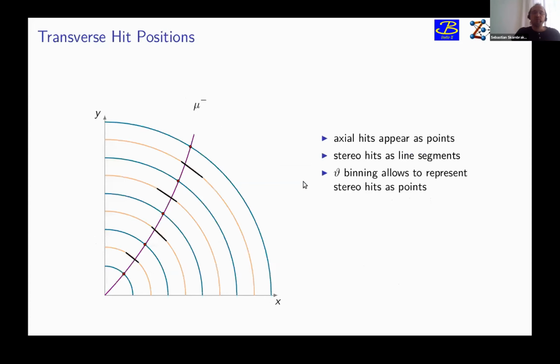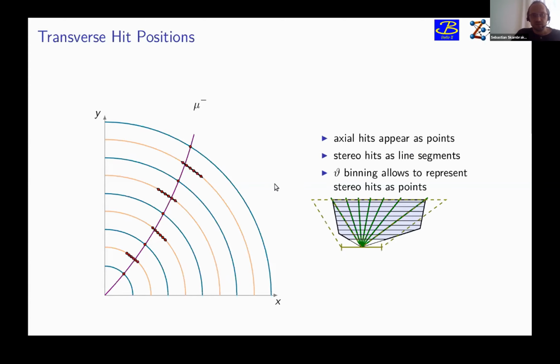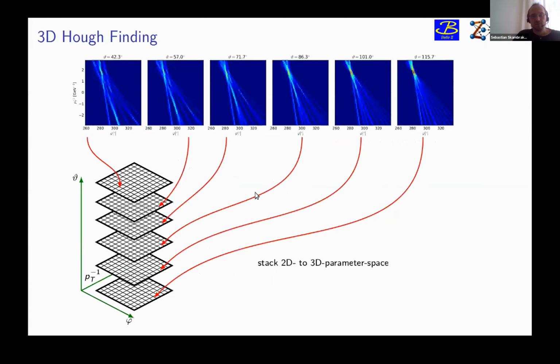Now to include the stereo hits, the problem is that the axial hits already are single points in the transverse plane, while the stereo hits appear as line segments. But if we use theta binning, we can find such single point representations of the stereo hits as well. And this allows us to construct a 3D Hough plane stacked out of 2D Hough planes. This is now including the axial and the stereo hits.